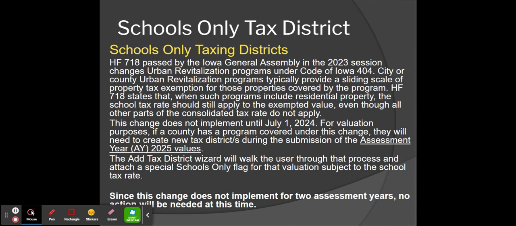So say you had a program that provided 50%, in a given year, the program provides that 50% of a home's value is not going to be taxed, right? So 50% of it gets the whole regular consolidated rate, and the other 50% is not supposed to be taxed at all. Well, in this case, what the bill says is that 50% that was formerly not taxed is actually going to have the school's total rate apply to it.